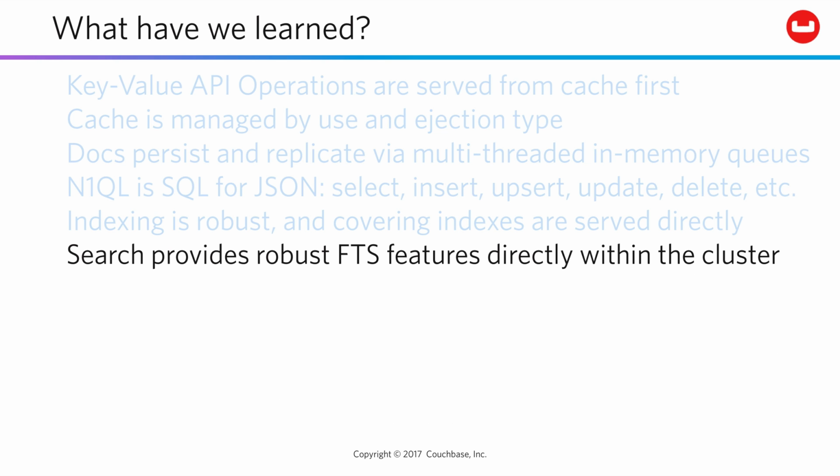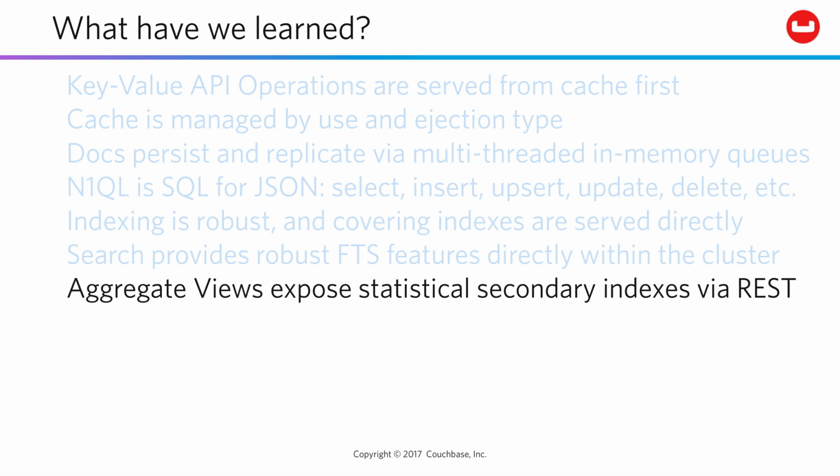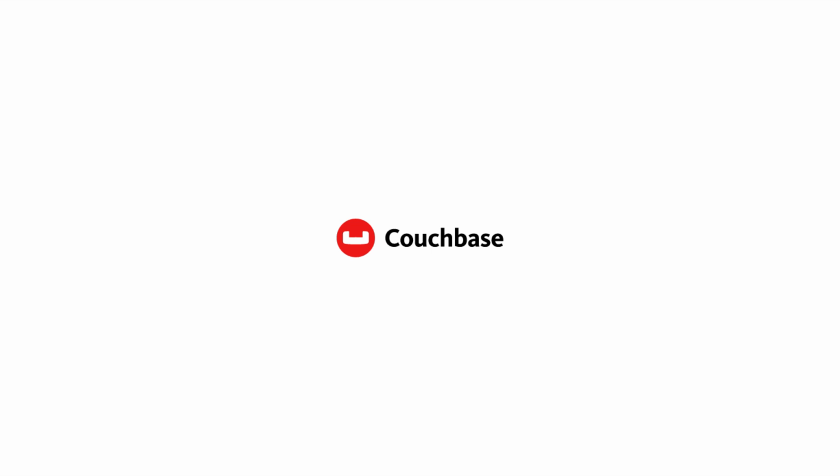The search service gives you natural language search capability without having to move your documents, and aggregate views expose statistical indexes via REST. As you can see here, the data service and buckets have a lot to do with how Couchbase behaves. So in the next lesson, we're going to dive deeper into how buckets operate. Come on back.